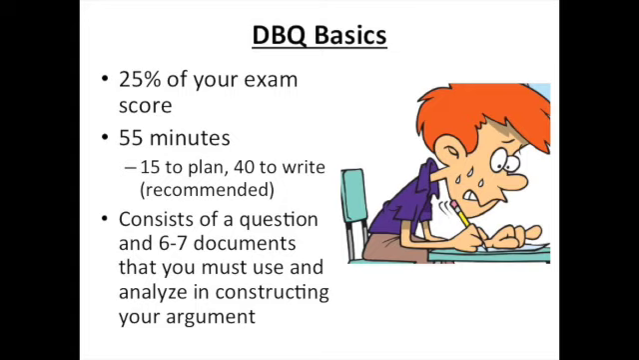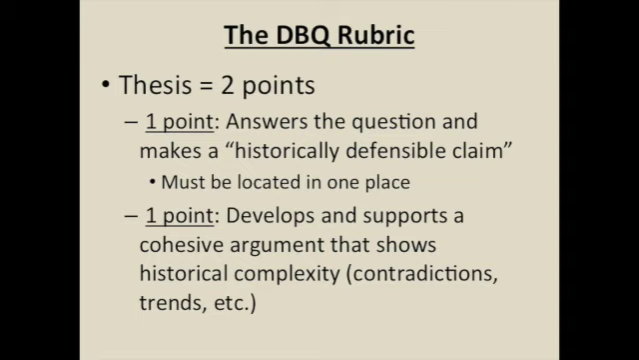So here's what the rubric of the DBQ looks like. The DBQ is scored on a 7-point rubric. 2 of those 7 points are the thesis. You can get up to 2. The first point is answering the question, actually addressing what they're asking you, and making a historically defensible claim. So you have to take a stand and actually make a clear argument in your thesis.